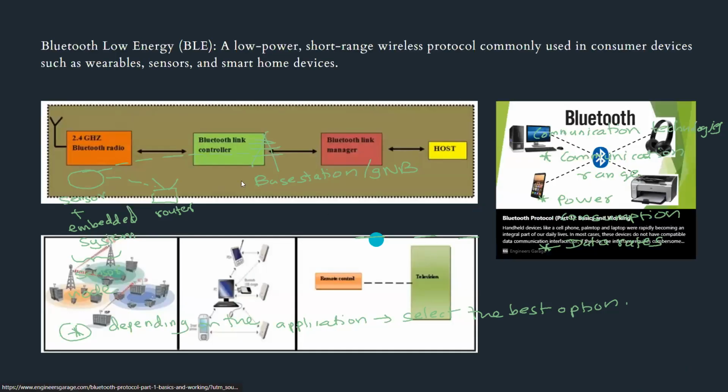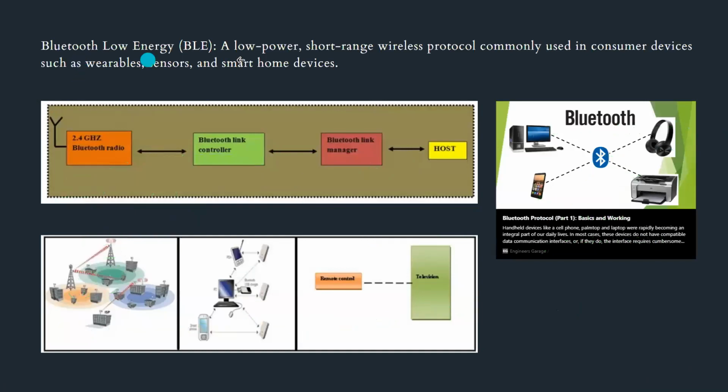So first of all, we will discuss the Bluetooth low energy technology, and it uses the Bluetooth low energy protocol to communicate. Basically, Bluetooth low energy is a low power communication technology compared to the normal Bluetooth technology. And it is also a short range wireless protocol used commonly for consumer devices such as wearable devices, sensors, smart home devices, and so on.